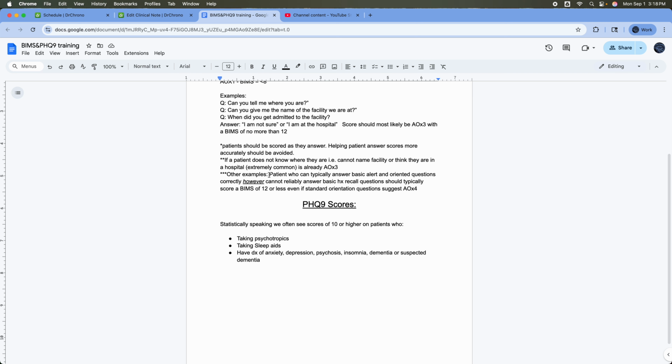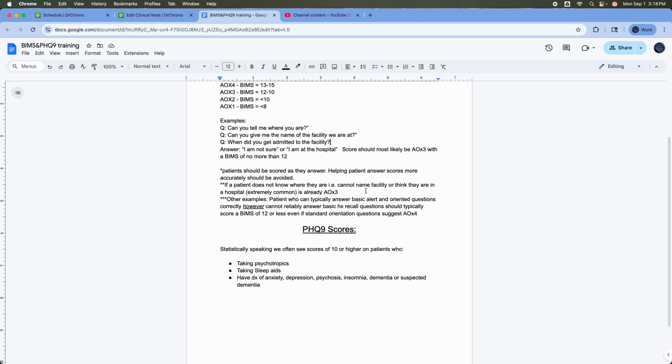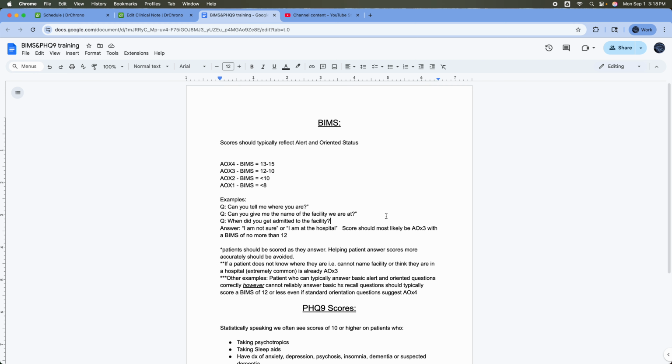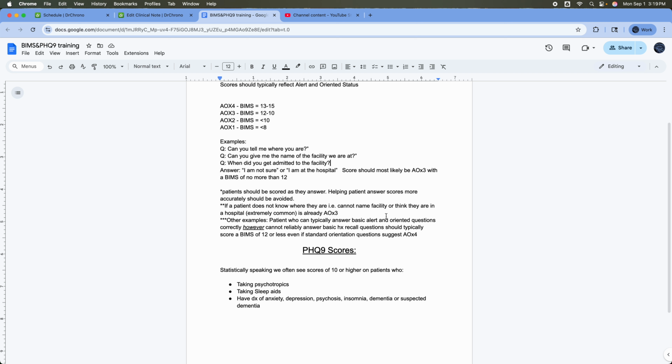Another example that I'd like to use is they can typically answer their basic alert and oriented questions correctly. However, they cannot reliably answer basic history recall questions. And that should typically, in my opinion, result in a score of 12 or less, which would suggest that they're not really alert and oriented times 4. Patients get very savvy on answering questions, particularly if they're trying to hide a little bit of dementia, or if they're anxious about maybe having had some hospital-based delirium. They can trick you. I've been tricked many, many times. I'm sure all of you have as well.